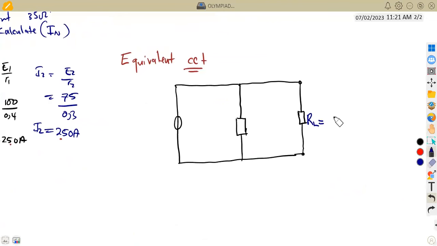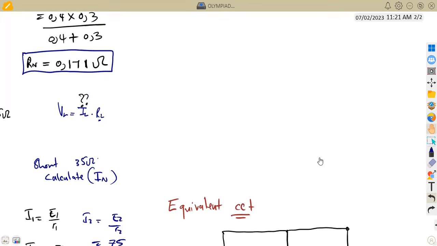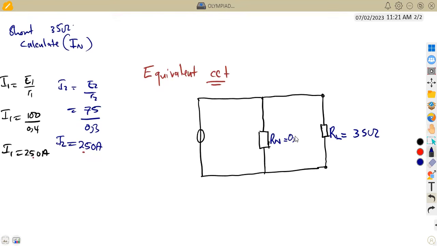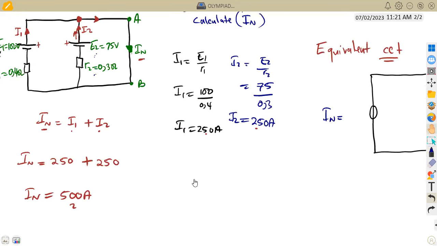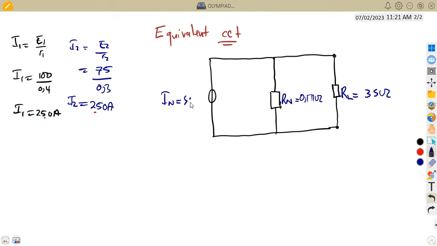All right, so our load resistor was 35 ohms, and this is our Rn, which is from our Norton's calculations. Rn here was, I think it's on top here, 0.171 ohms. And here we've got our short circuit current, IN. That was 500, if I'm not mistaken, which is 500 amps. All right, so that's it from this part. We've got 500 amps. So how are you going to calculate the load current from the equivalent circuit?